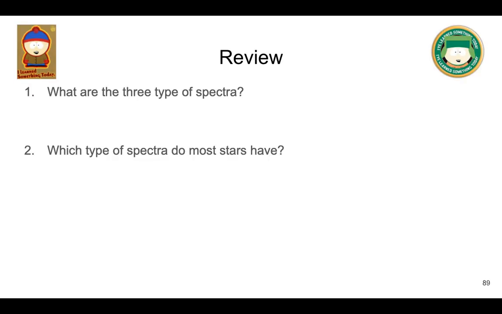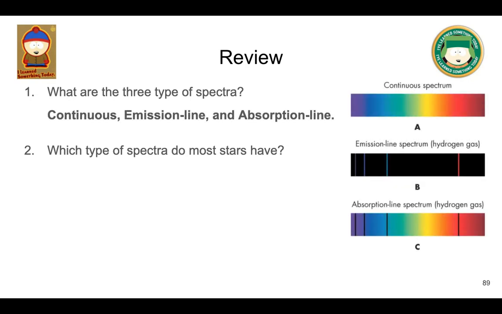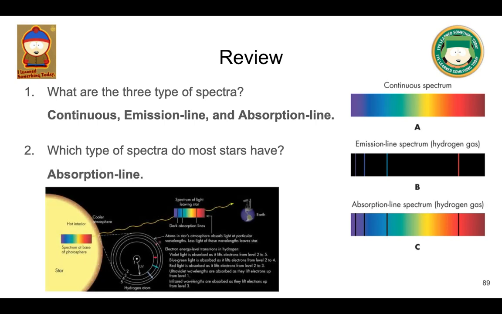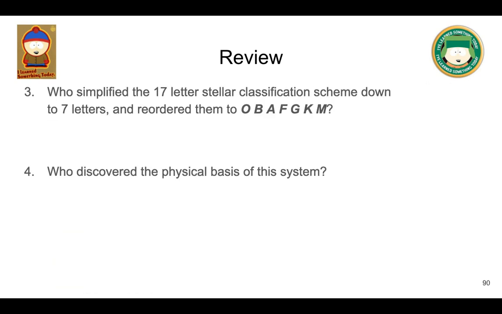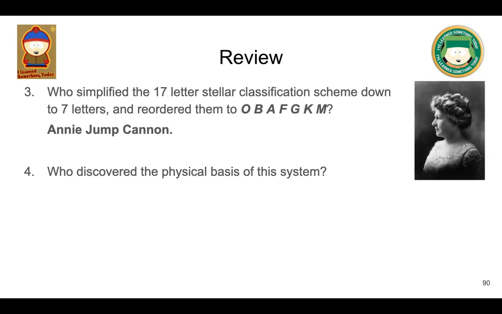So, quick review, because this video is getting long. What are the 3 types of spectra that we have? We have continuous, emission line, and absorption line, and most stars have absorption line spectra. So of these 2 famous women at the Harvard Observatory around 1900 and later, who was it that simplified the 17-letter classification scheme down to 7 letters and reordered them according to "Oh, be a fine girl, kiss me"? That was Annie Jump Cannon, who classified 350,000 stars over her 40-year career.